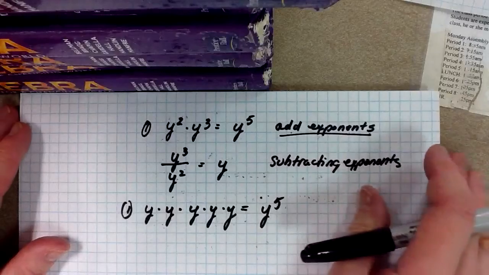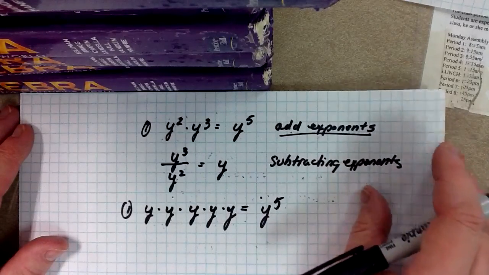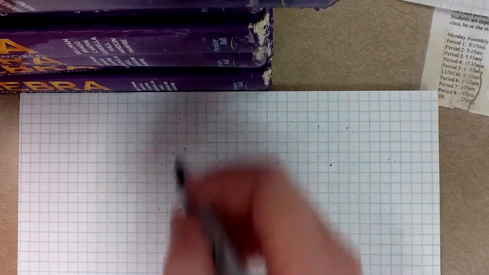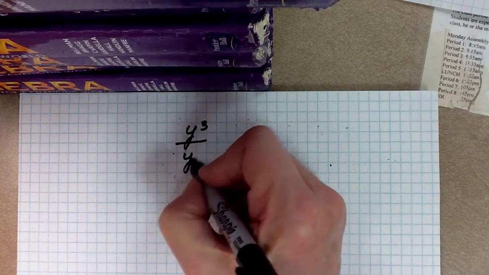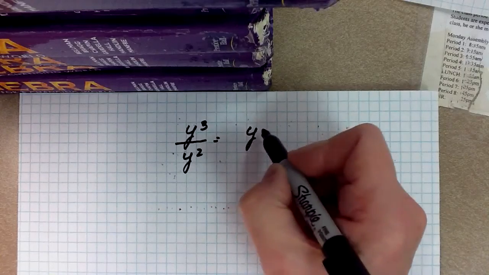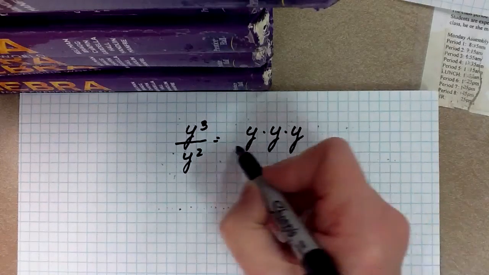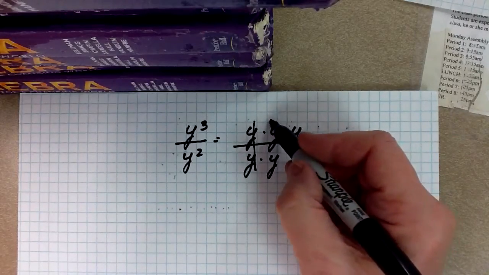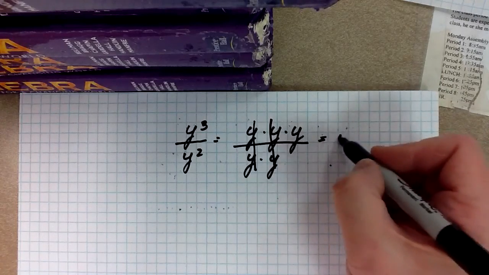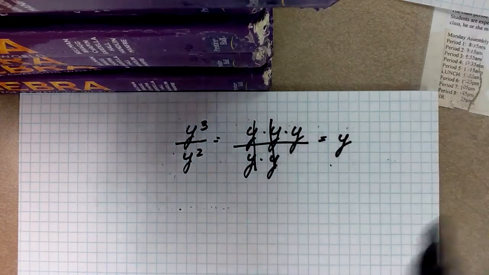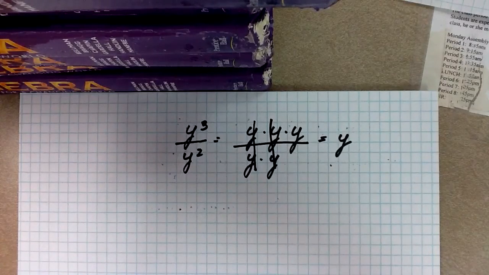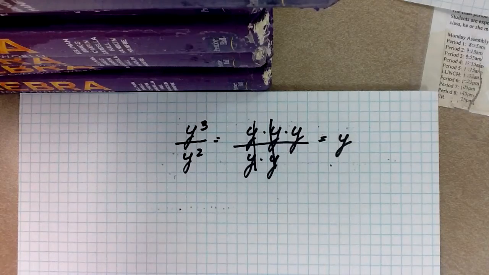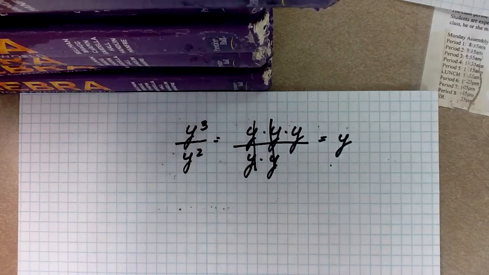Now let's take a look at the division and see why that works. Well, you've got y to the 3rd power over y squared. Well, if I write that out in an expanded form, I've got y times y times y over y times y. Well, these guys cancel each other out, these guys cancel each other out, and I'm simply left with y. So if we recall the way that we dealt with exponents when we were multiplying, and the way that we were dealing with exponents when we were dividing, it helps us to simplify these monomials.